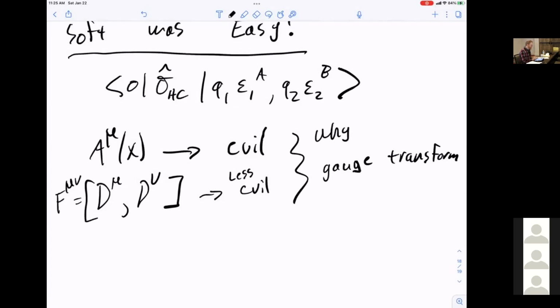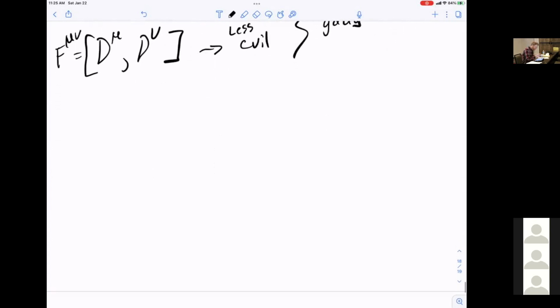So these are the type of operators I would like to use in order to create or annihilate states, but they're not gauge invariant, so I'm going to have to figure out something to do with them, right? But to get there, I'm going to need collinear power counting.